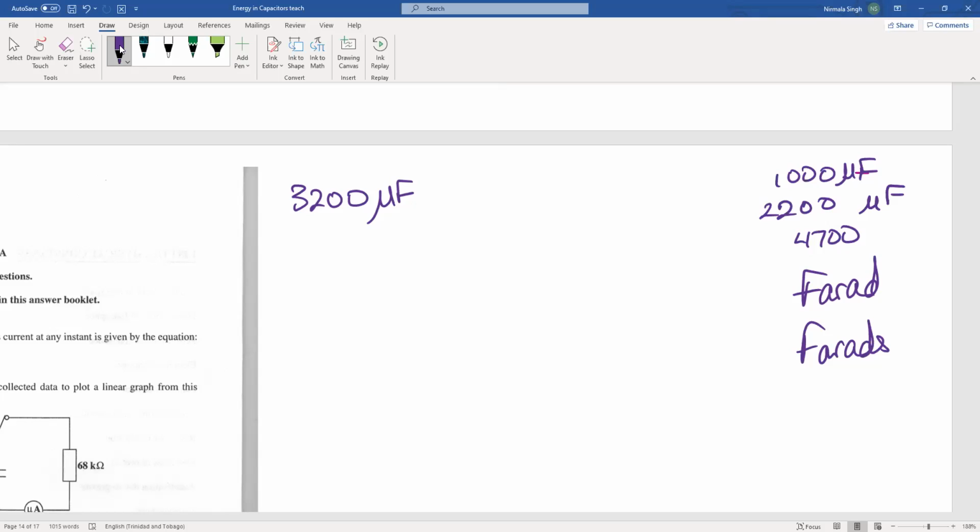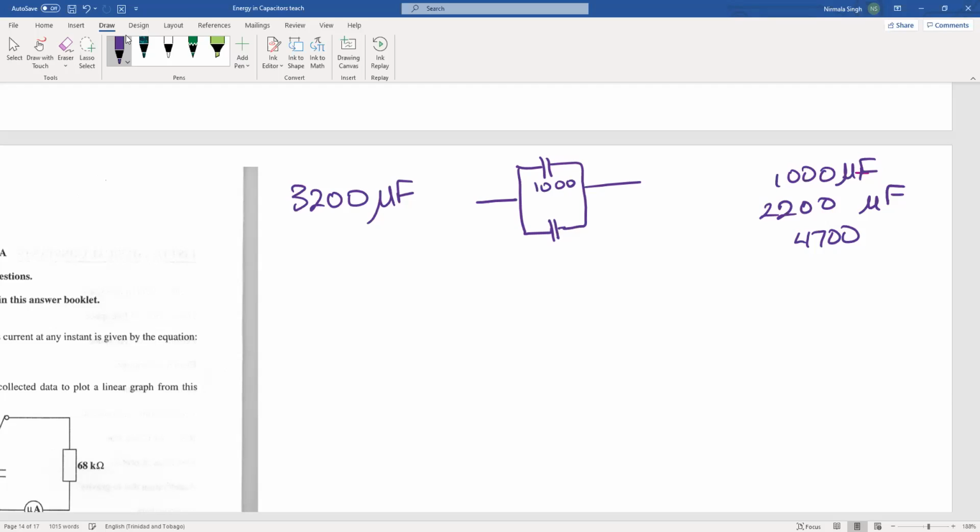Okay, so the 1000 and the 2200 will give you 3200, but in what orientation? Will those two capacitors be series or will they be parallel? They will be parallel. Very good. Because we know we add up capacitors in parallel, just add your numbers to give you your answer. So you're going to get the 1000 plus the 2200 microfarad capacitors.